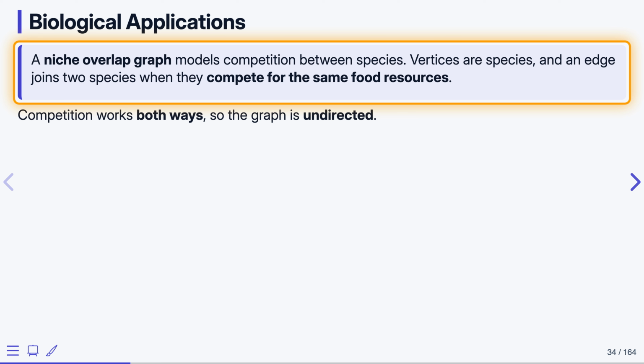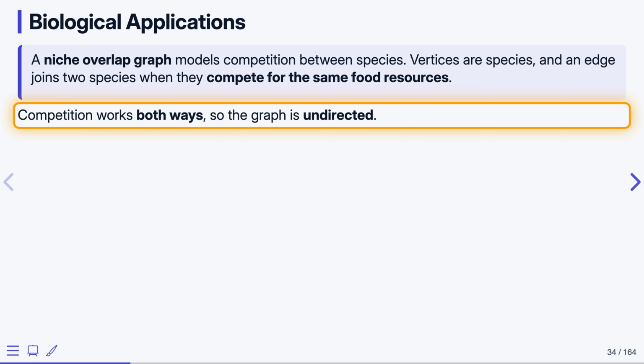Now we look at biology. The first example comes from ecology. It is called a niche overlap graph. Each dot is a species. We join two species with a line when they compete for the same food. This graph is undirected, and here is why. If the hawk and the owl compete for food, then the owl and the hawk compete too. The relationship works both ways, so the line needs no arrow.